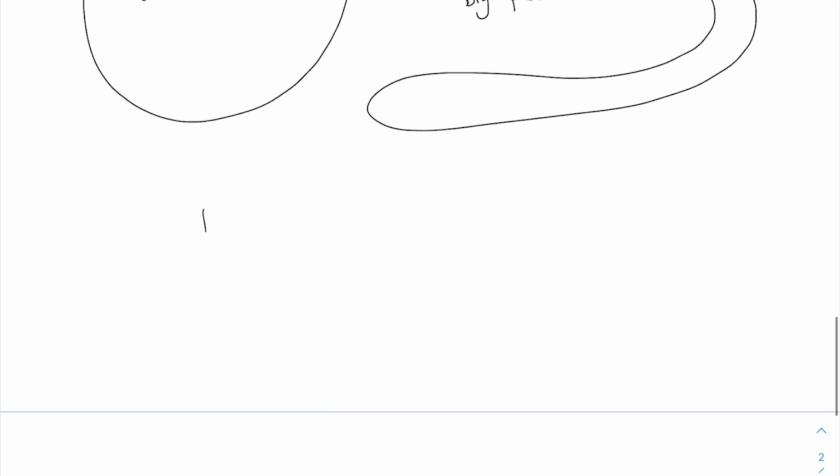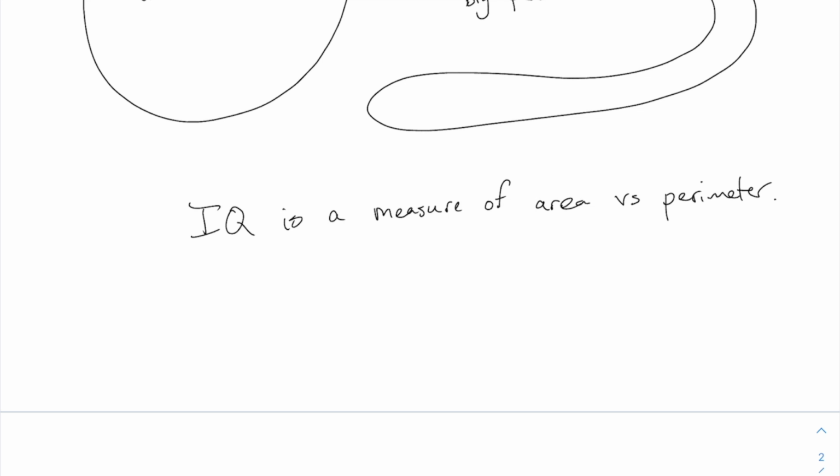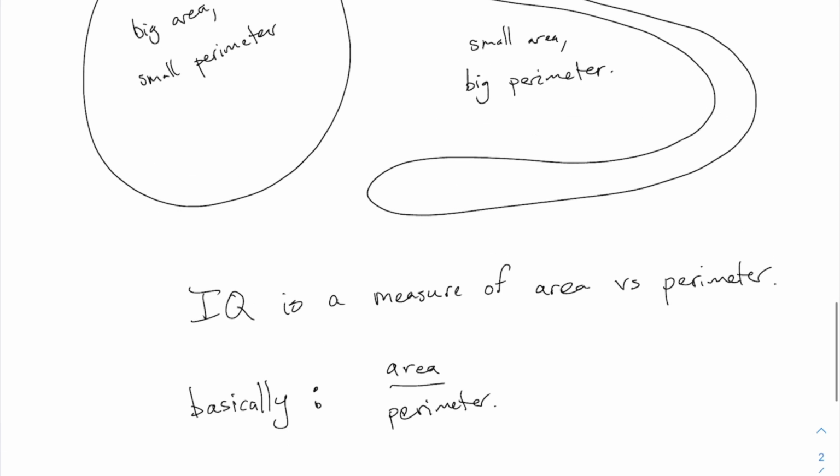All right, so the IQ is a measure of area versus perimeter. And it's basically, this is not the formula, but this is the initial idea. It's basically just the area divided by the perimeter. If you do this and the perimeter is super big, then this fraction will be close to 0. And if the perimeter is not so big, then this fraction will be a lot bigger. That's the idea. The area divided by the perimeter.